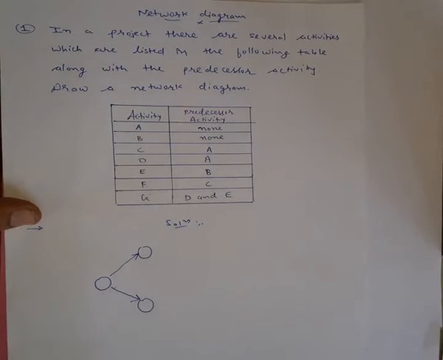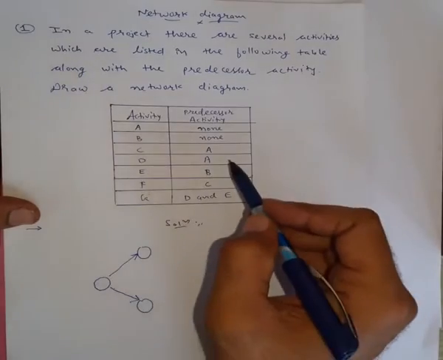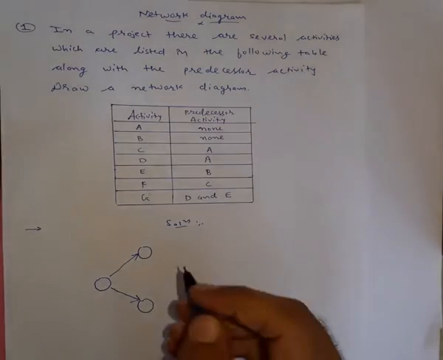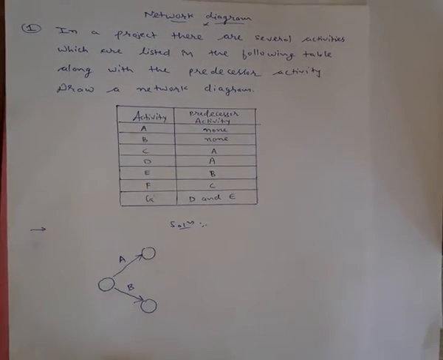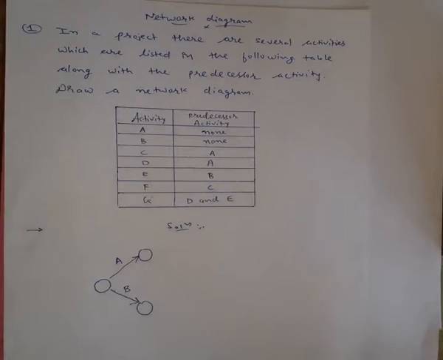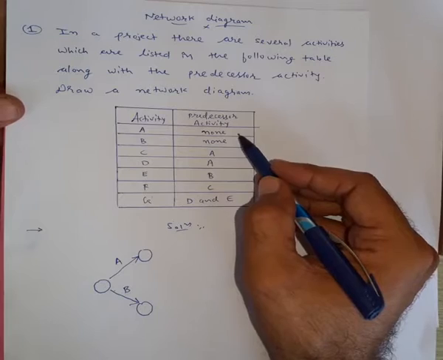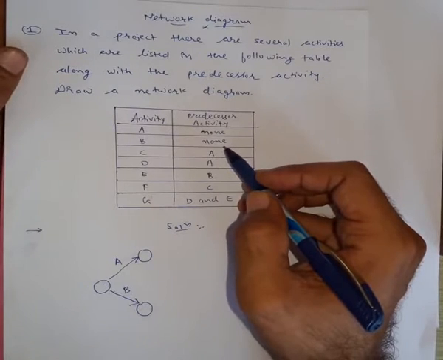Now moving forward towards activity C. Opposite to activity C there is a predecessor activity A. So what does this mean? It means activity C will only start when activity A has been completed. Here we have drawn activity A and activity B. Both are independent, so we have drawn them separately. They don't depend on any other predecessor activity, because you can see from the table that the predecessor for activity A is none, for B also it is none. So we will have to draw them as independent activities.